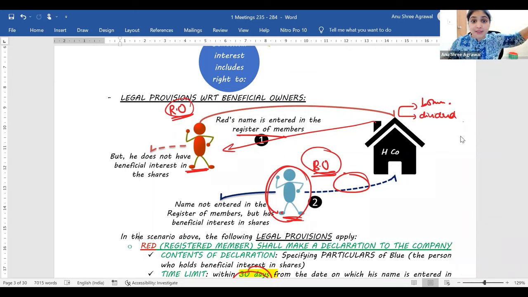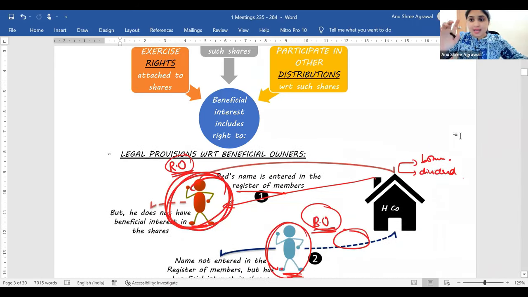You must have learned in the dividends chapter: to whom does the company pay dividend? To the registered member of the company, the registered shareholder. You must have learned the word registered shareholder in the dividends chapter. The company pays dividend to the registered shareholder or his order or his banker. So even though Red and Blue have informed the company, the company will still give bonus, dividend, everything to the registered owner only.